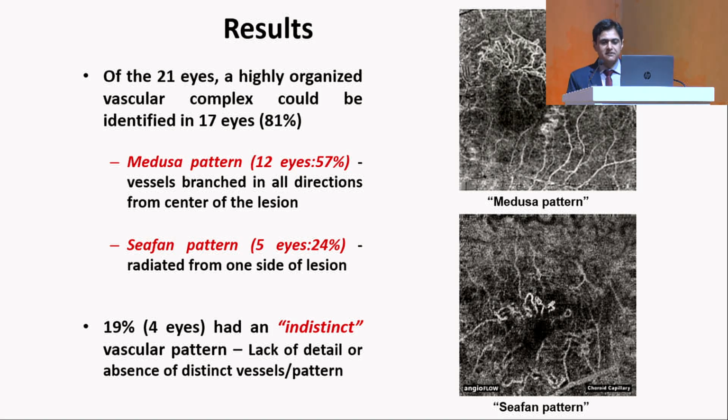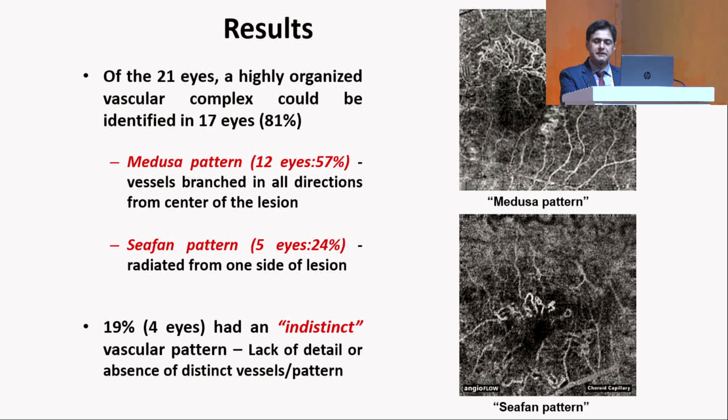So, the main thing on a CNVM, when we see the pattern which I saw, was that there was a main central trunk and then it was radiating in all directions from the central trunk, and that is a medusa pattern which we saw in about 57% of the patients, that is 12 eyes, and a C-fan pattern in 5 patterns in which they radiate on one side of the lesion.